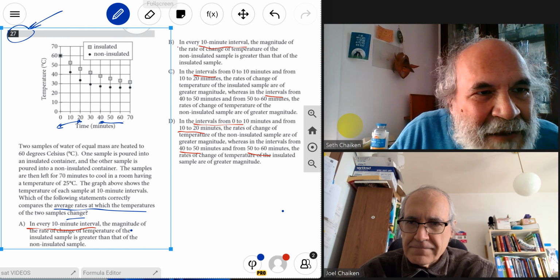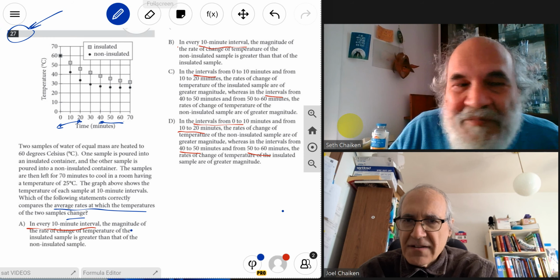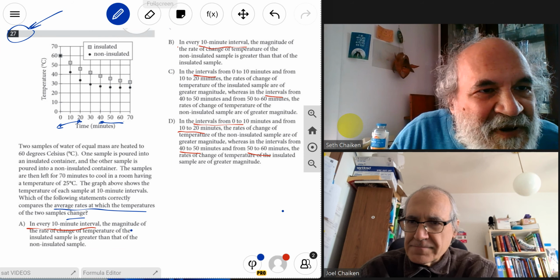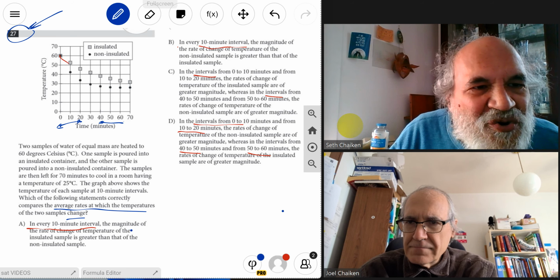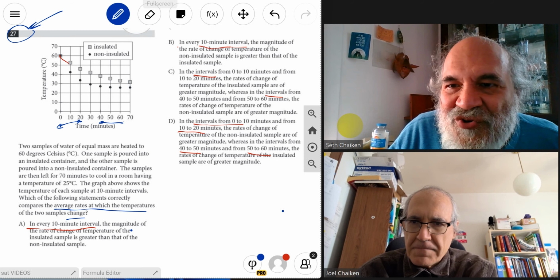For the interval, I'm going to draw a line from here to here that connects two gray boxes. And then I'm going to draw a line.